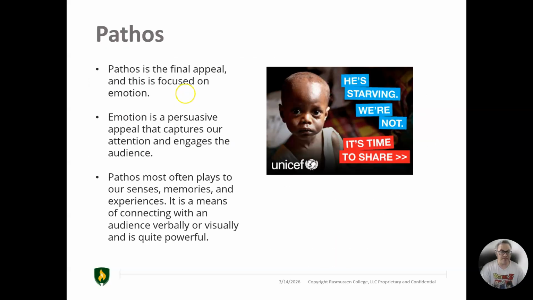Now the last thing is pathos, and we all know pathos very well. These are when advertisements or images are built to convince you to do something based upon emotion. They're either meant to make you angry, sad, scared, shocked, or to make this emotion happen to where you are convinced to do something. It's the final appeal, and it's such a persuasive appeal that captures attention and engages the audience. A lot of times pathos deals with our senses, our memories, our own experiences and our ethical elements, which means you can connect with an audience verbally or visually, powerfully, with emotional elements.